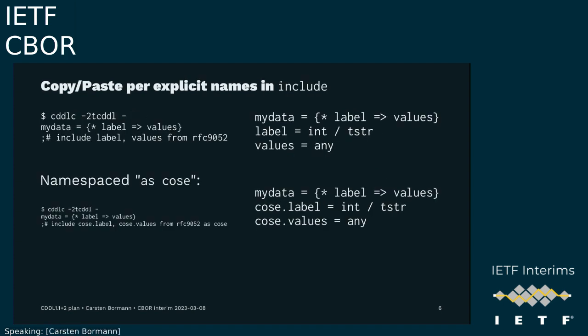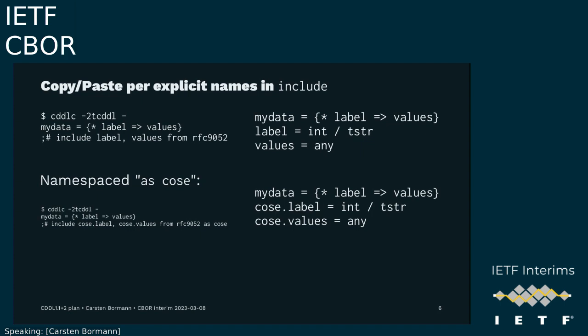Now, you don't necessarily always want to import or include everything that is currently undefined in your CDDL. You want to be very specific about what you pull, and you can do this by adding a from clause, which is preceded by a number of names. So in the first example on the slide, we would say we include label and values from RFC 9052, and then we get exactly those two rules included.